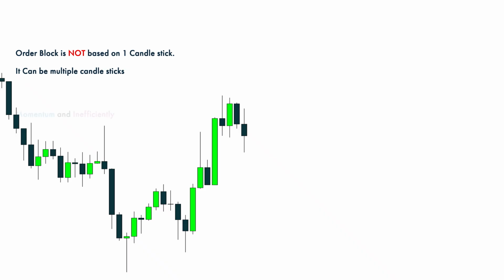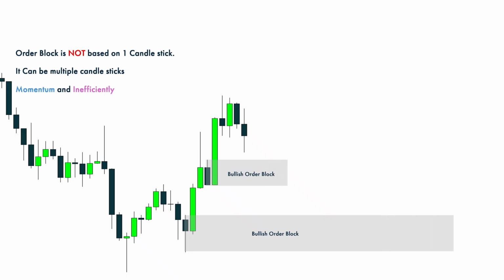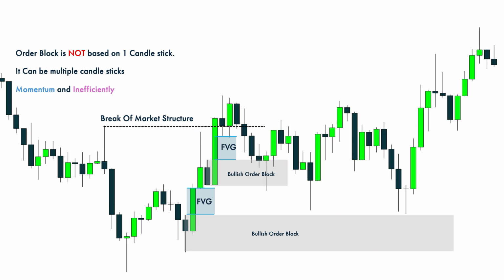What matters is momentum and inefficiency. If multiple candlesticks show consolidation followed by a strong impulsive move, then that entire range can be considered the order block zone. Let's break this example down. We can clearly see two potential order blocks on the chart. We also see a clear break of market structure and two zones of inefficiency, fair value gaps, forming right after the impulsive move. But here's where it gets interesting.